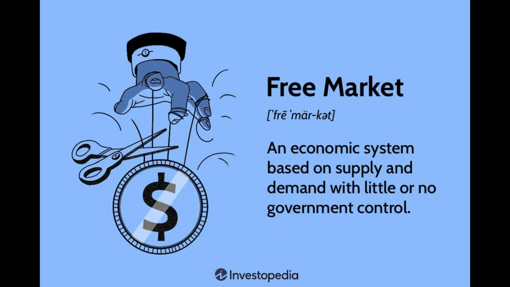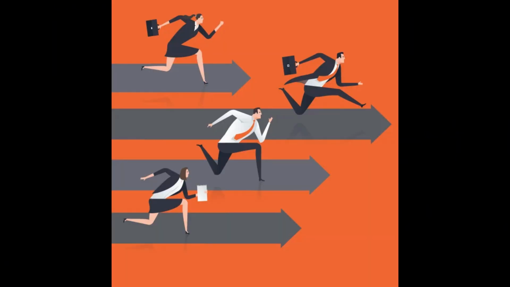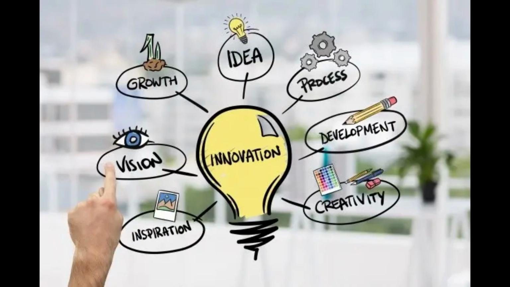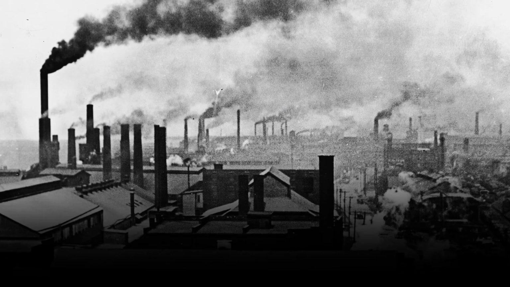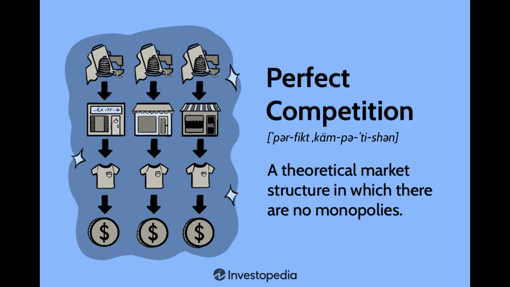A third important advantage is support for free markets, an idea strongly associated with Adam Smith. In a free market, businesses compete with each other, which encourages innovation, lowers prices, and improves quality. During the Industrial Revolution, free market principles helped drive massive economic growth and technological advancement. Did you know that many of the products and technologies we use today exist because of competitive market systems? This approach has played a huge role in raising living standards across the world.